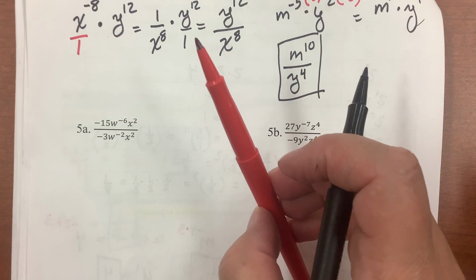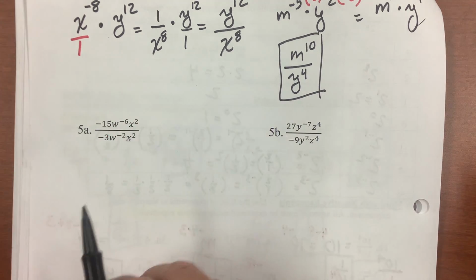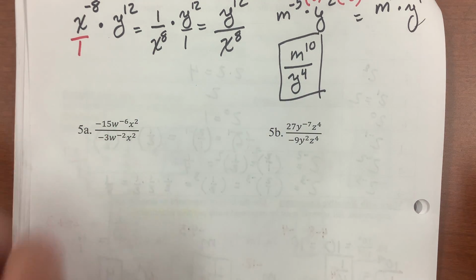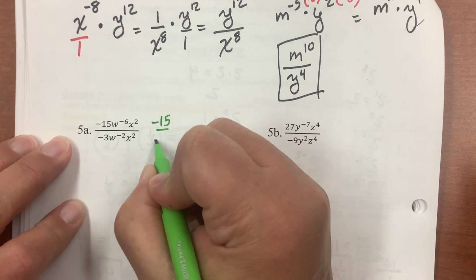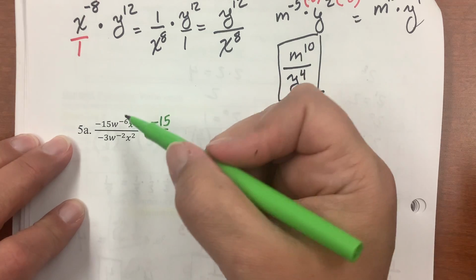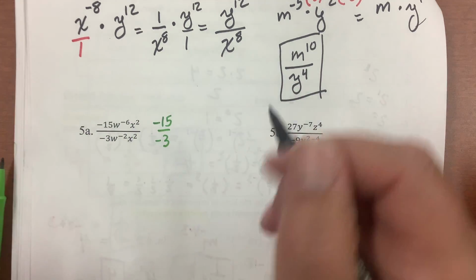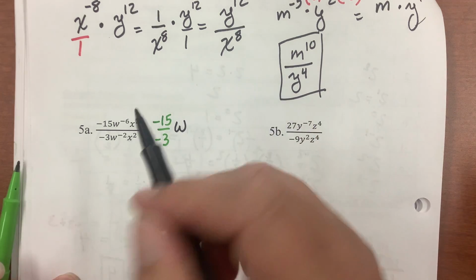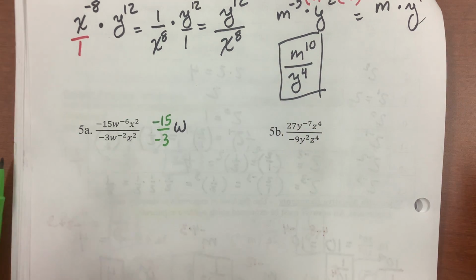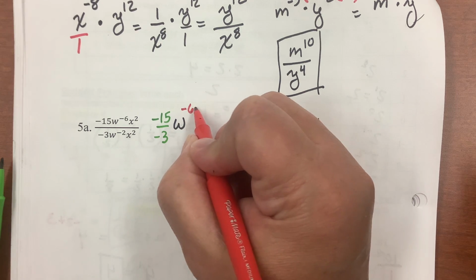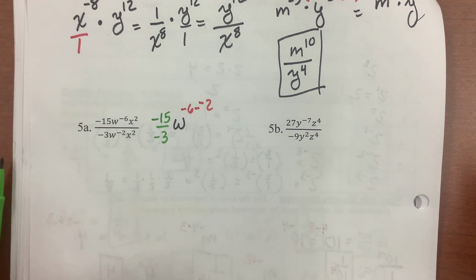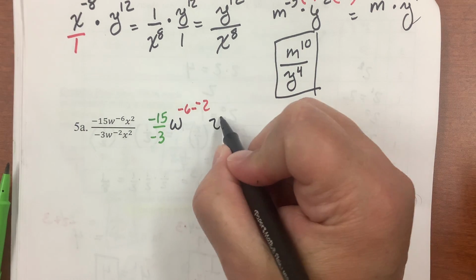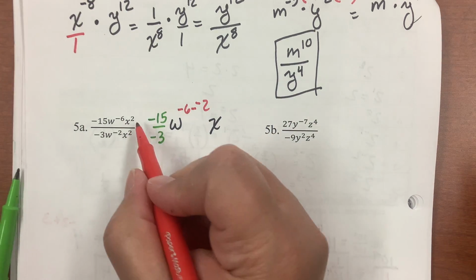Oh dear, oh my. This is quite a bit going on here that I have to unpack. So first, I'm going to start with the coefficients. I'm going to pull those front and center. Negative 15 divided by negative 3. And then I have these w's. I'm going to keep the base, w, and I'm going to subtract the exponent, top minus bottom. Negative 6 minus negative 2. That's going to be a keep, change in a minute. And then x, top minus bottom, 2 minus 2.